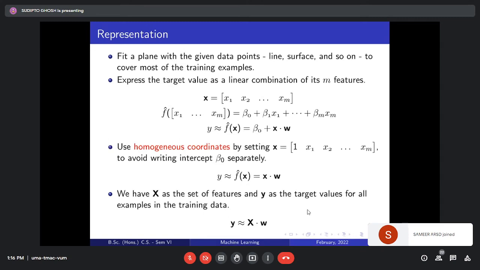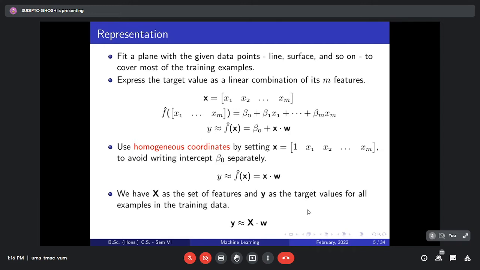So in the representation, what we actually come up with is, we have n training examples, right? So we have to come up with a plane. And why am I saying plane? Because if we have only a single feature, then we will have a line. We can come up with a line that covers most of the training examples, and that will be called the line of best fit.